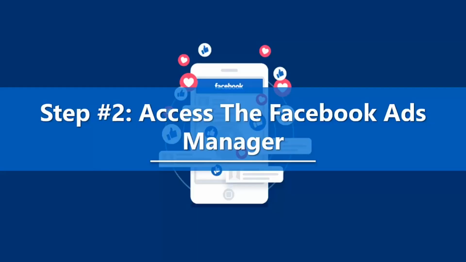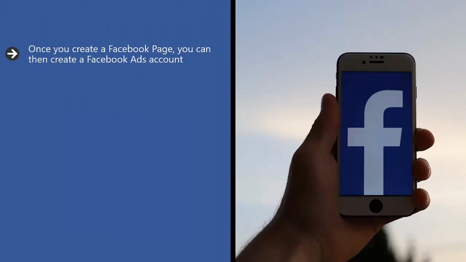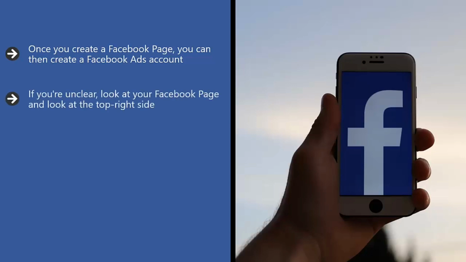Step number 2, access the Facebook Ads Manager. Once you create a Facebook page, you can then create a Facebook Ads account. This would enable you to access the Ad Manager. If you're unclear, look at your Facebook page and look at the top right side. It should have some sort of downward arrow. Click on that and you'll see the option Manage Ads.